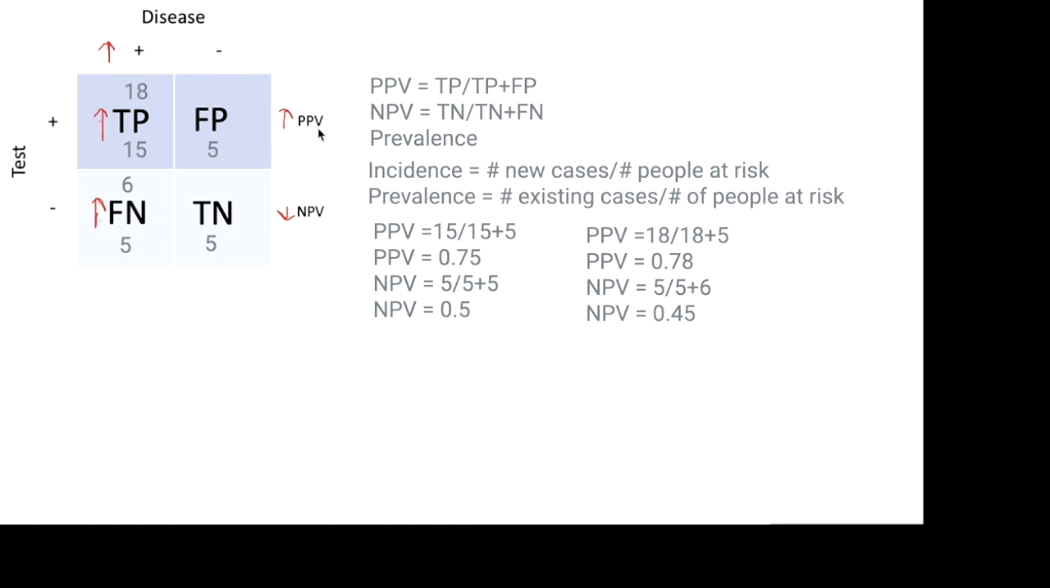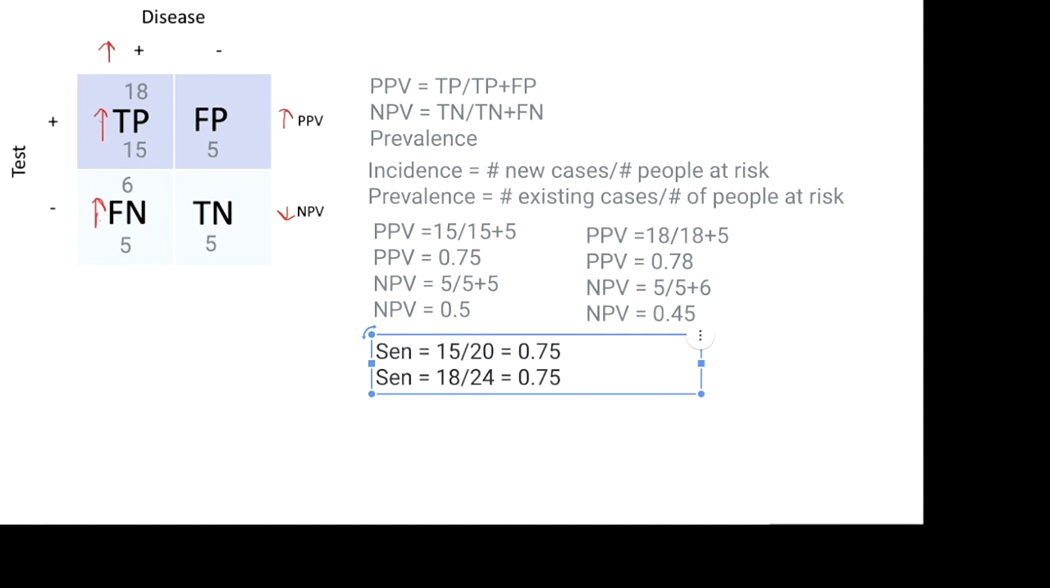Alright, so like we said, prevalence will change positive predictive value and negative predictive value. So there'll be an increase in positive predictive value and a decrease in negative predictive value, but there is no change on sensitivity and specificity. So if you look at sensitivity, if you remember that was true positive over true positive plus false negative, so that would be 15 divided by 20, which gives us 0.75. And even with a 20% increase in disease prevalence, it will be 18 divided by 24, which is still equal to 0.75. So sensitivity will not change.